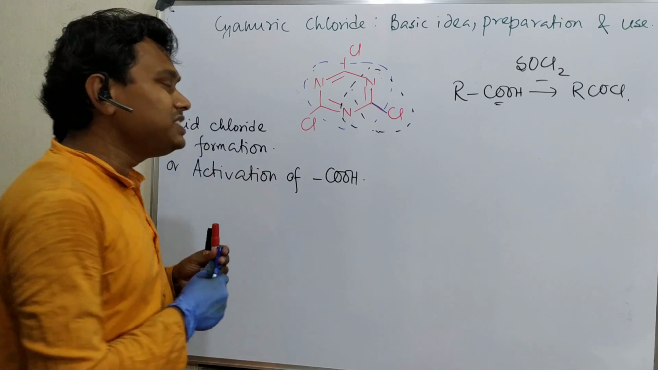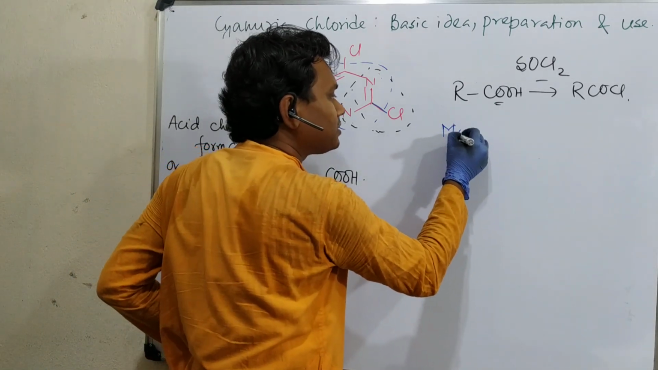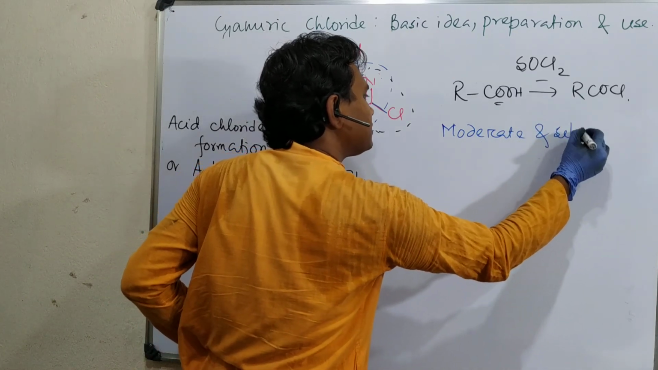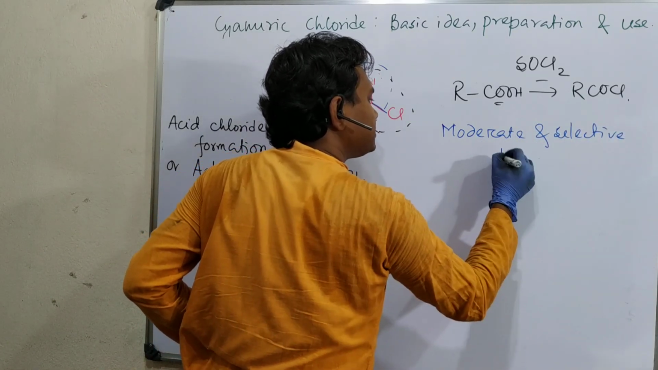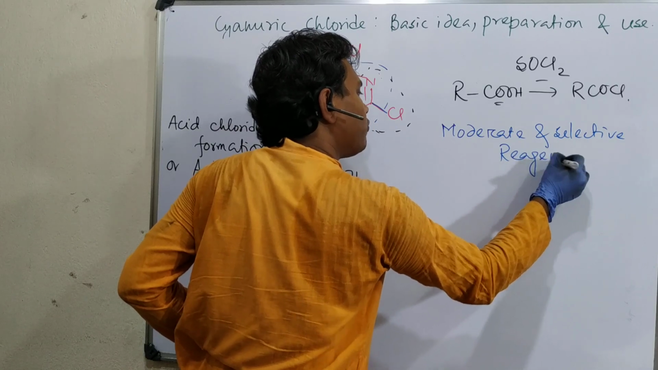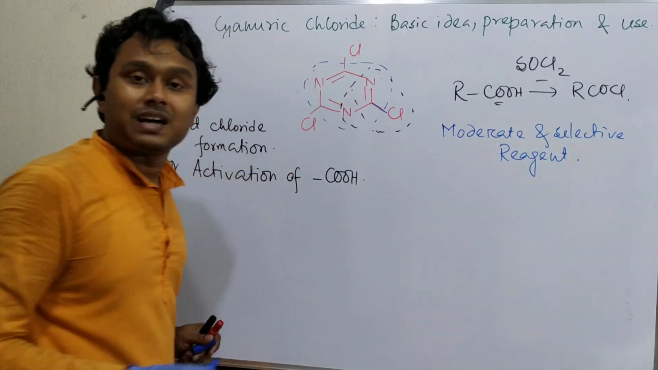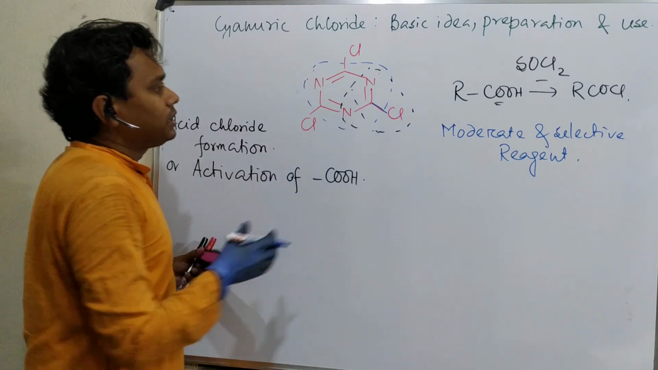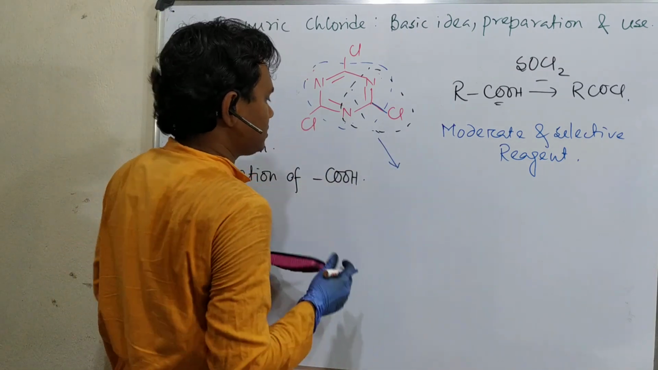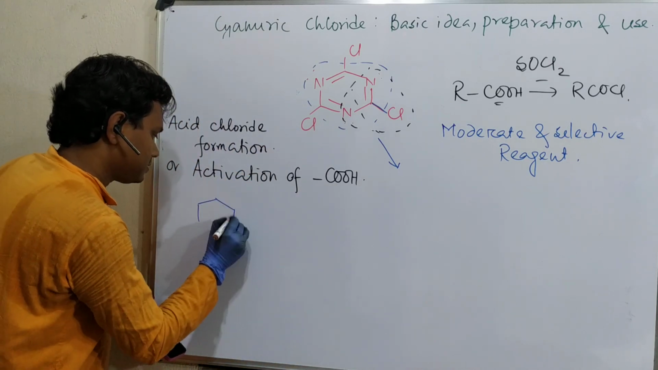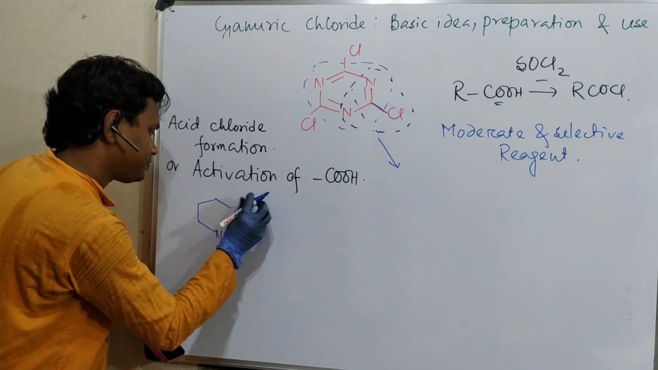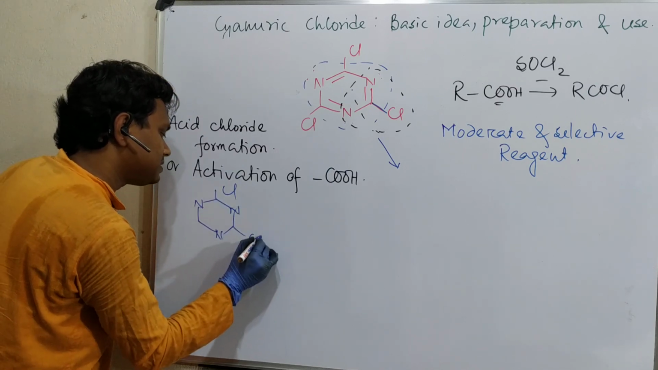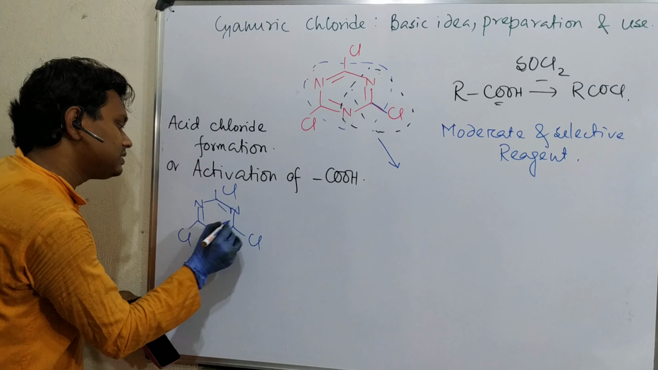That's why we need a moderate and selective reagent. Okay, when reactivity is low, selectivity is high, we know. So what happens in this case? If you look at it, okay, let me draw it here. This is Cl, Cl, Cl, this.